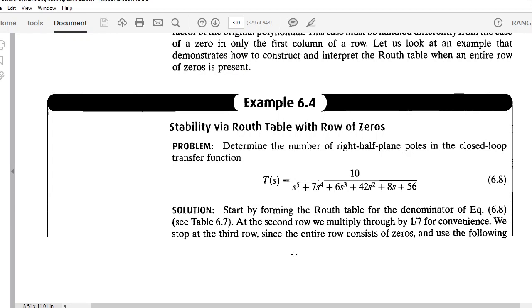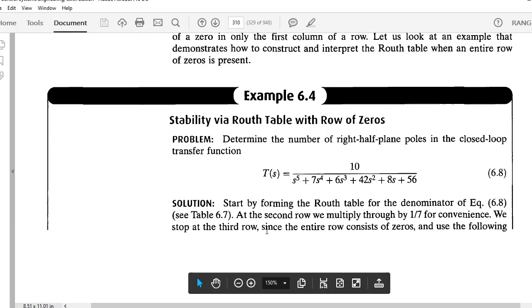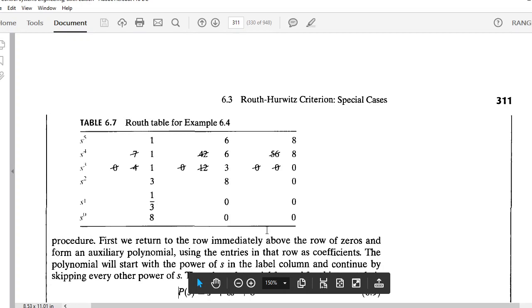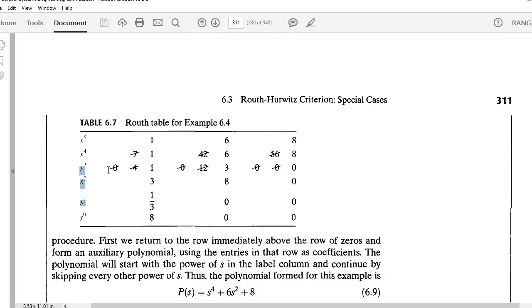So the first question here is example 6.4 in your textbook, where you have a closed loop system which has the characteristic equation s raised to 5 plus 7s raised to 4 plus 6s cubed plus 42s cubed plus 8s plus 56. Now when you form the Routh table, which is on the next page, you can give it a try. You will see that you get a row of zeros at s cubed, right? So this is where the s cubed row is the one that gives you the row of zeros, right?